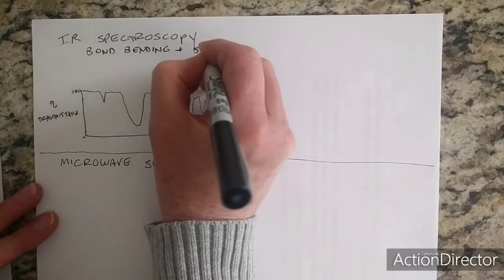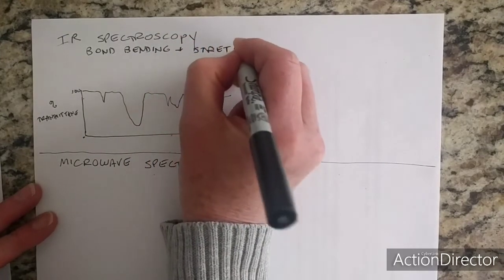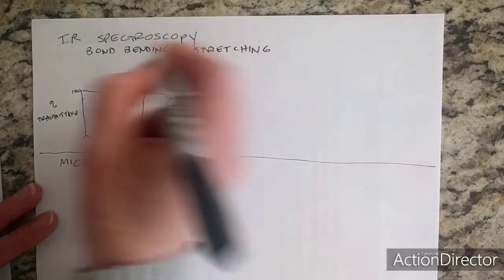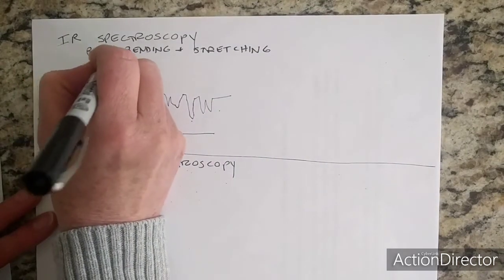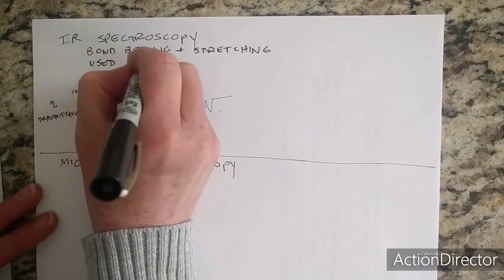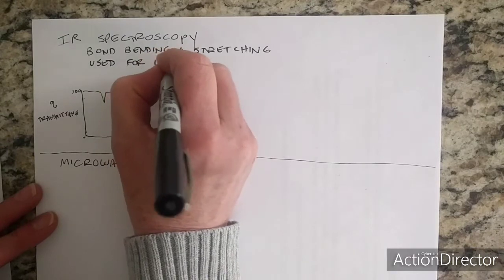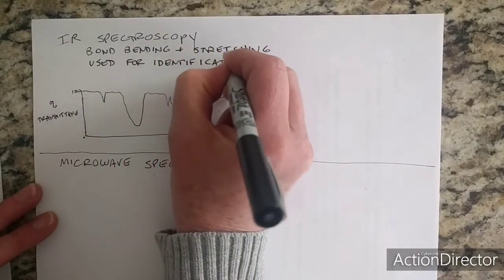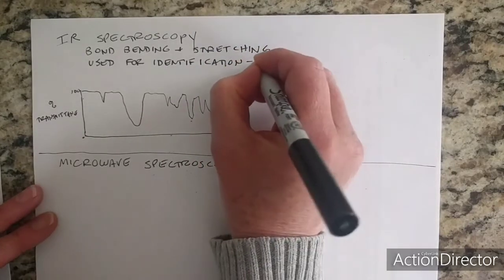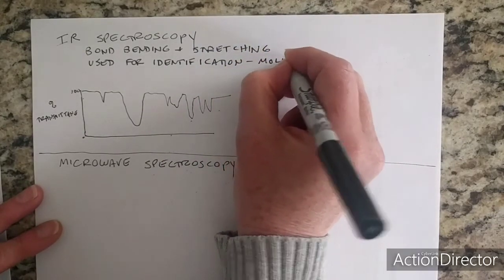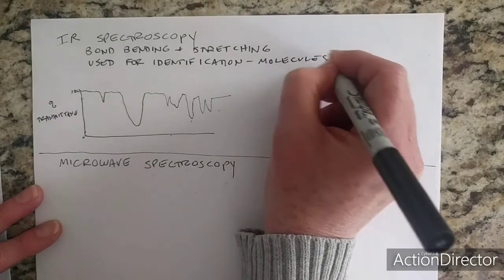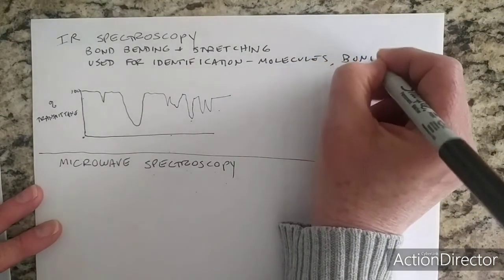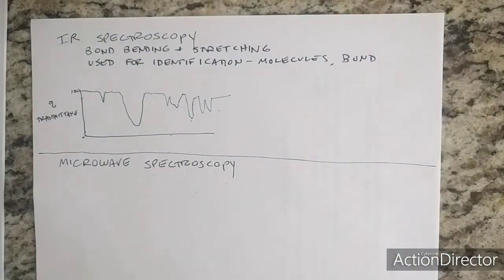and stretching. And this is used for identification of small molecules like alcohols or our bond type. We can tell if we have single, double, or triple carbon-carbon bonds.